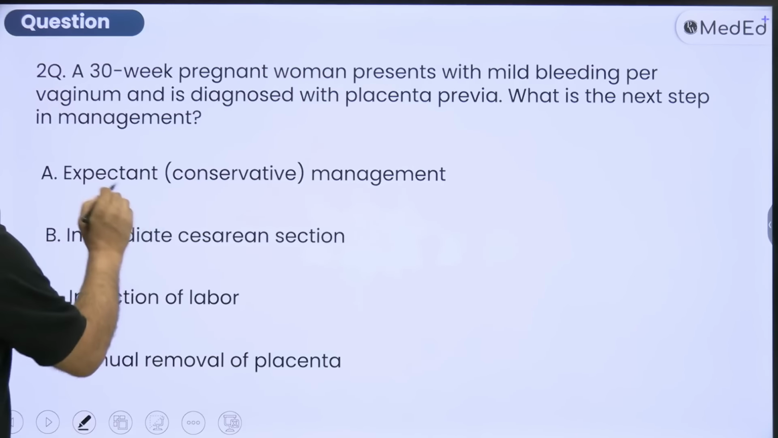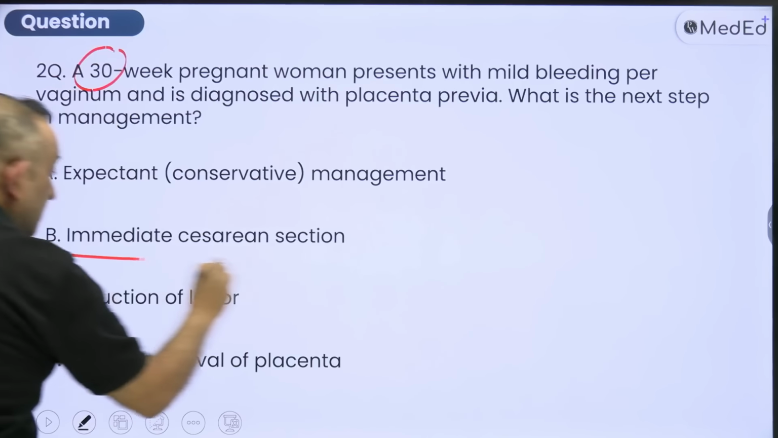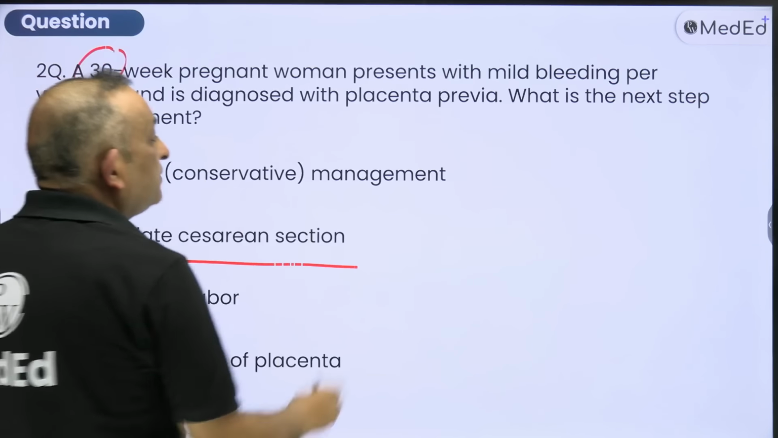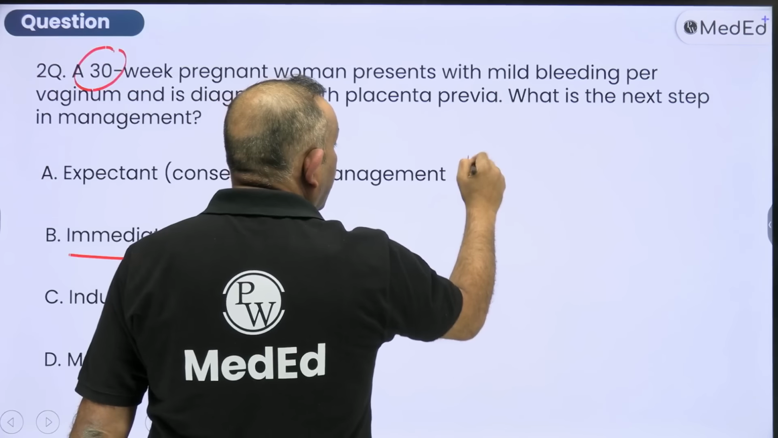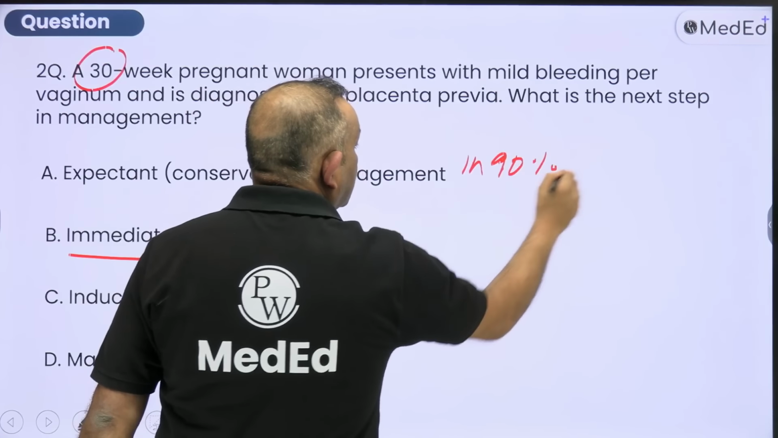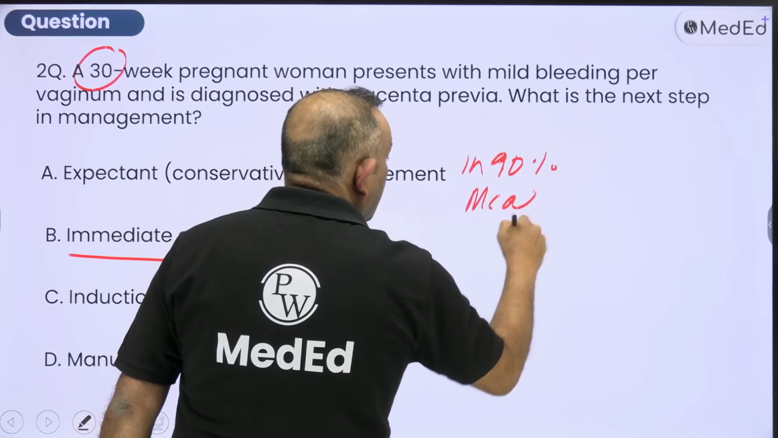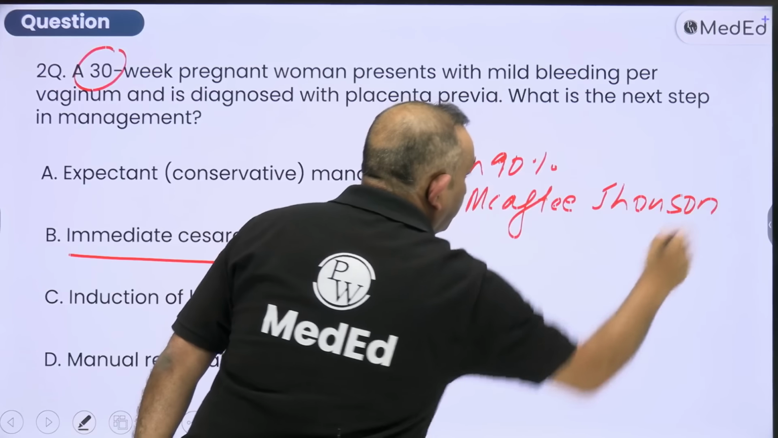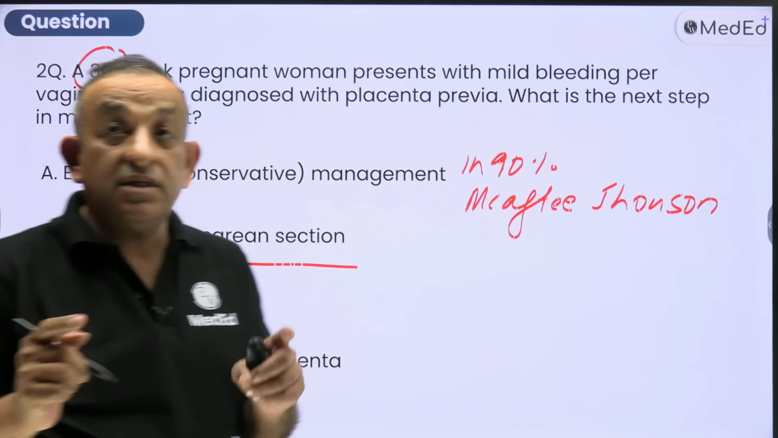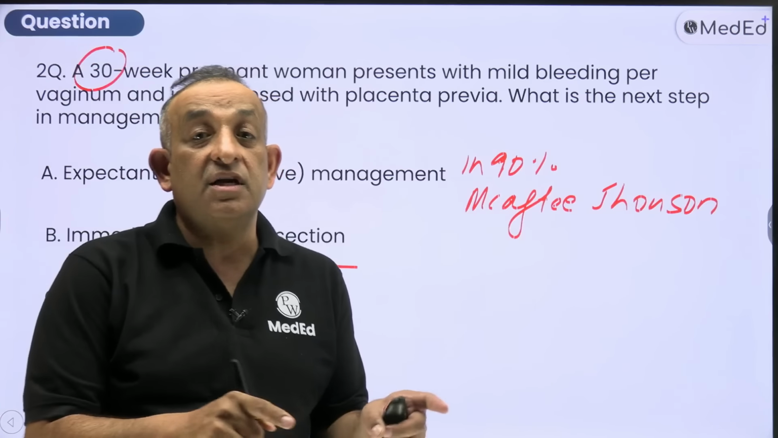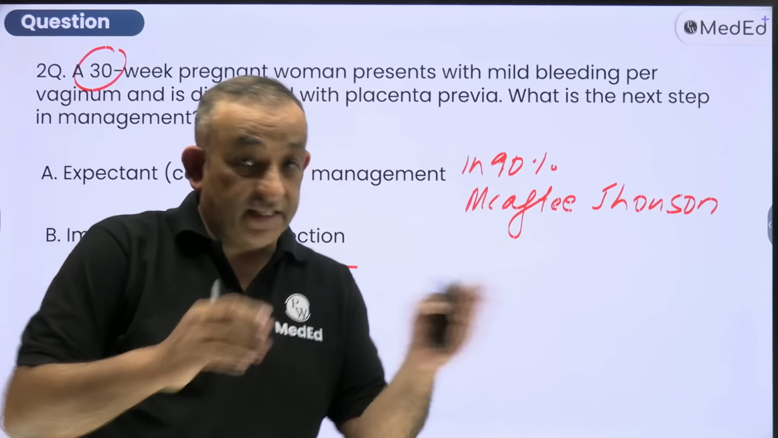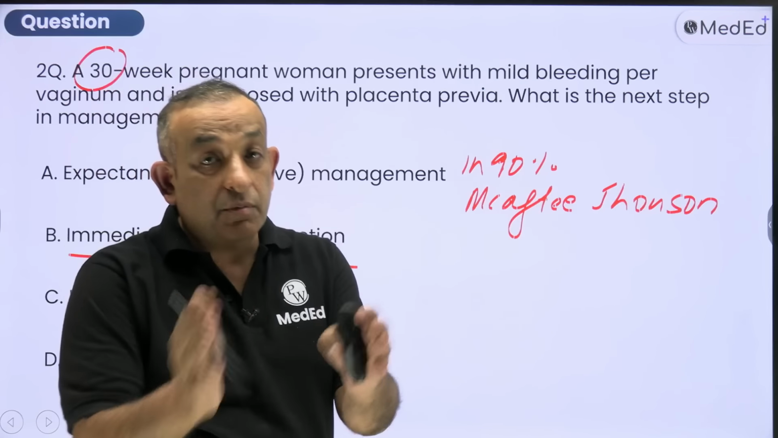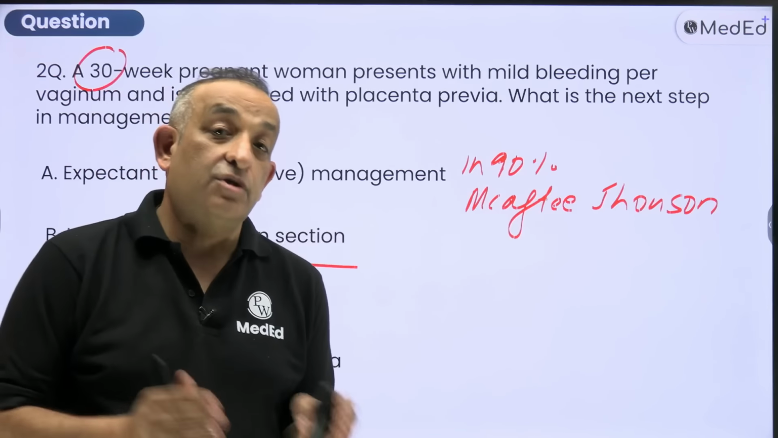So yes, do not think of operating on the patient now. No, you don't have to, because the expectant or conservative management will stop the bleeding. It stops bleeding in 90% of cases. That is the Macafee and Johnson regime. Remember, in one exam around 4 years back, they asked what is the contribution of Macafee and Johnson in obstetrics. Yes, they asked, and they are the pioneers of giving rest and sedation and waiting and watching, and patients will stop the bleeding most of the times.